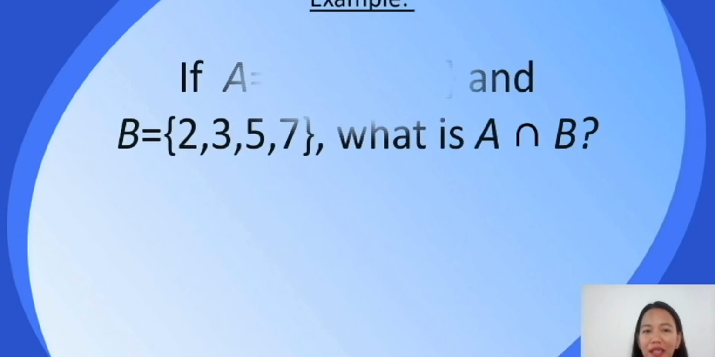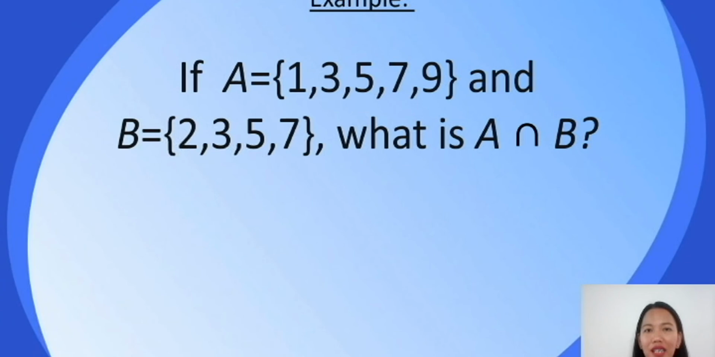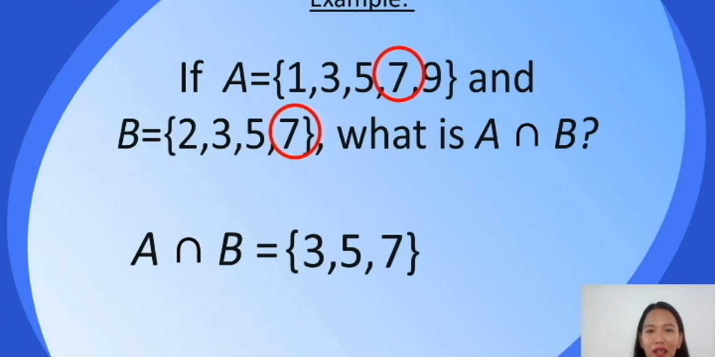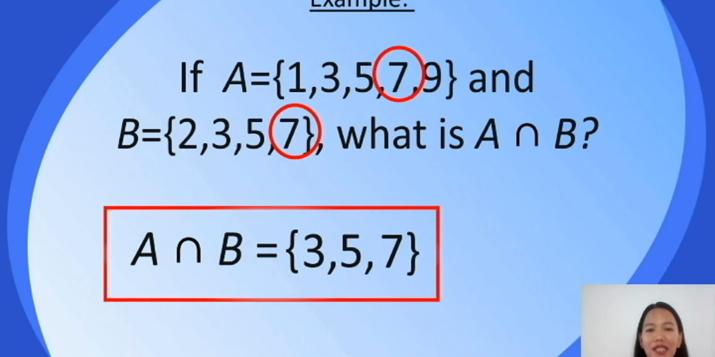For example, if A is equal to 1, 3, 5, 7, and 9, and B is equal to 2, 3, 5, and 7, what is A intersection B? To determine A intersection B, we just have to list down the common elements in set A and set B. So therefore, A intersection B is equal to 3, 5, and 7. So that is how to determine the intersection of two sets.